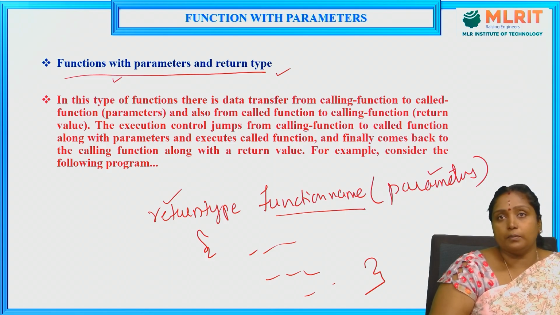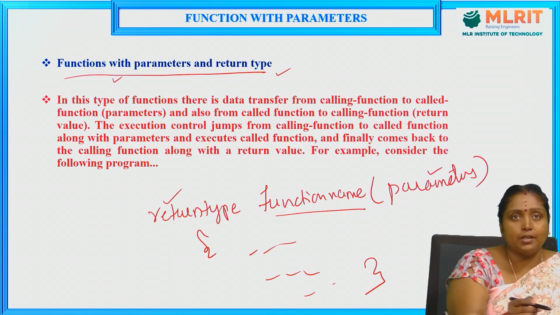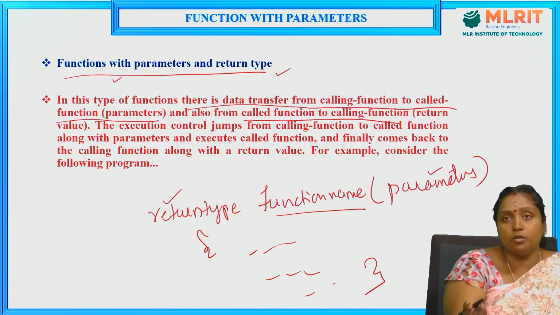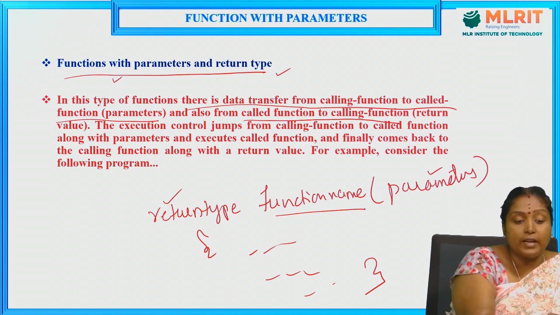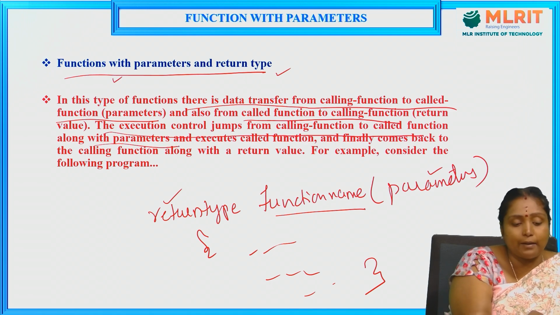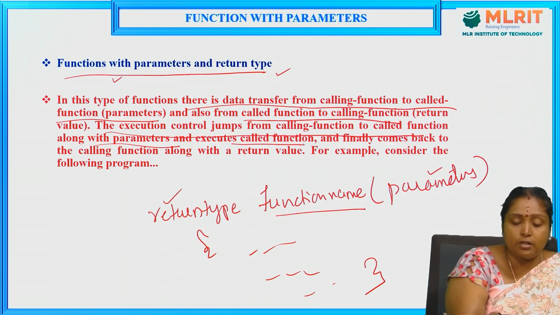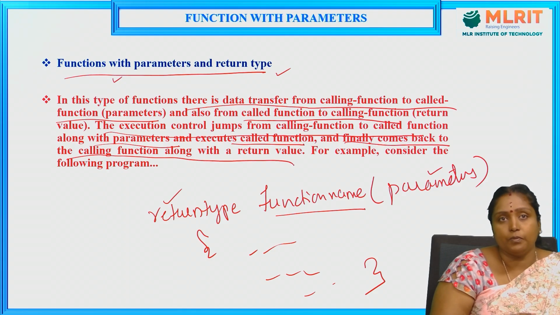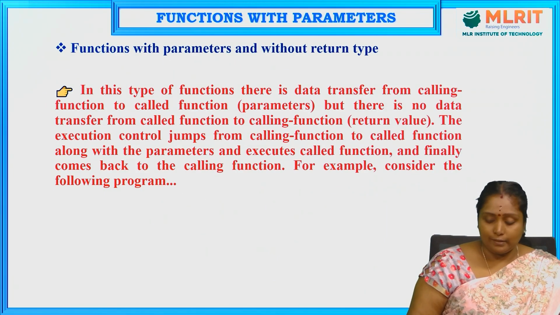Simply, we'll go with the definition. In this type of function, there is a data transfer from calling function to called function and also from called function to calling function. The execution control jumps from calling function to called function along with the parameters, executes that particular function, and finally comes back to the calling function along with the return value. So let us go with a simple example program.